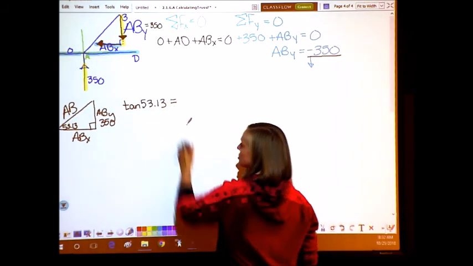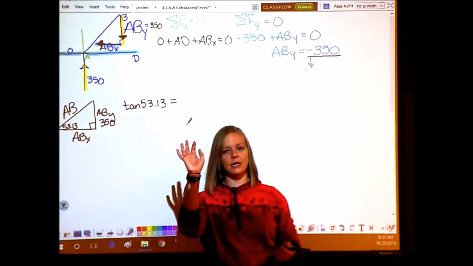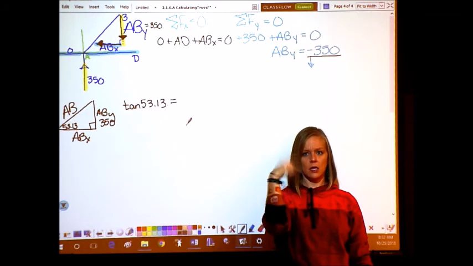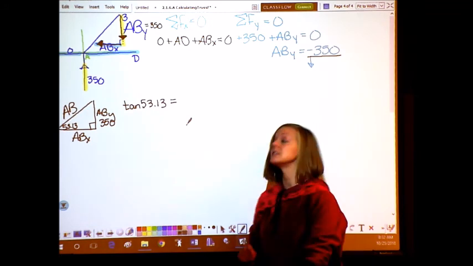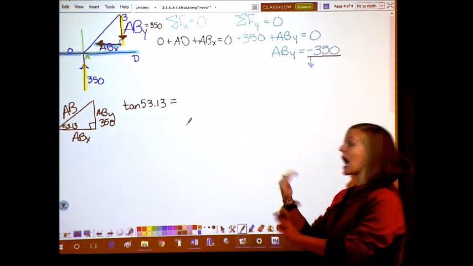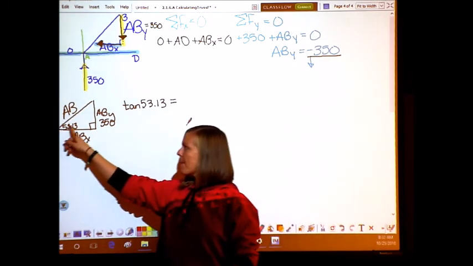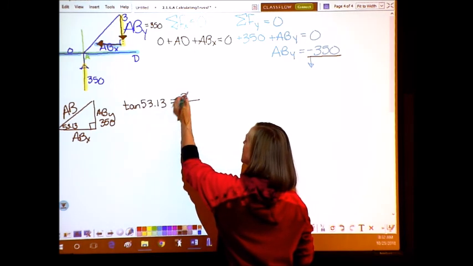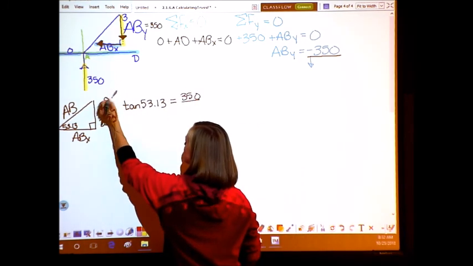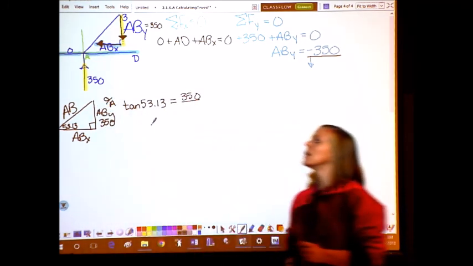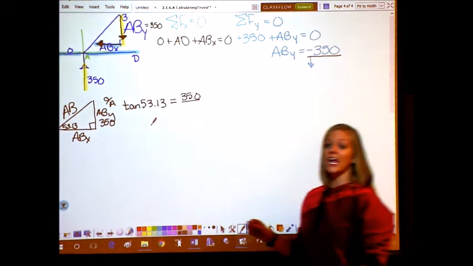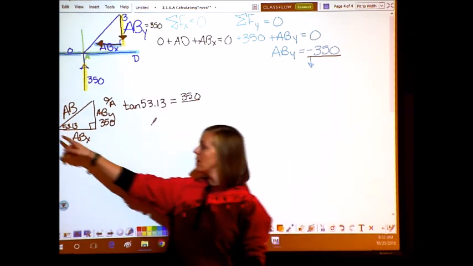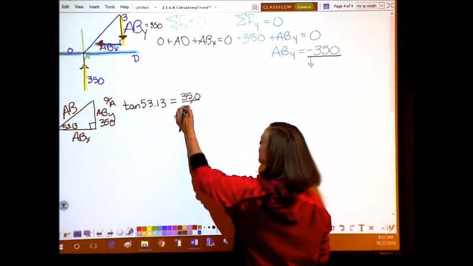Equals, do you remember what tangent is? Is it opposite over hypotenuse? It is opposite over adjacent. So the opposite is 350. So we're doing opposite over adjacent. Over, what's the adjacent to 53.13? ABX. Good.